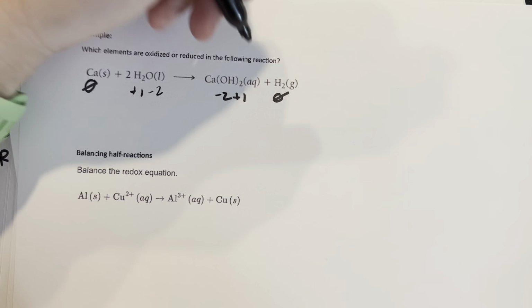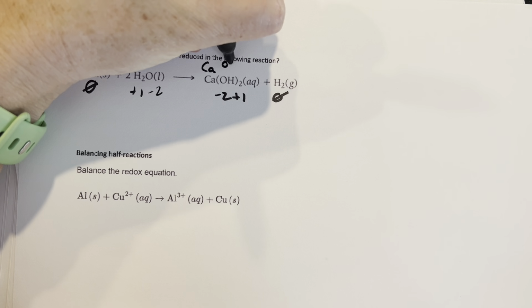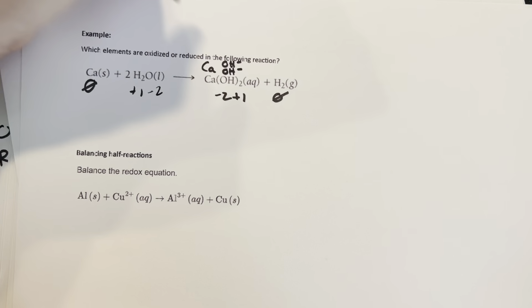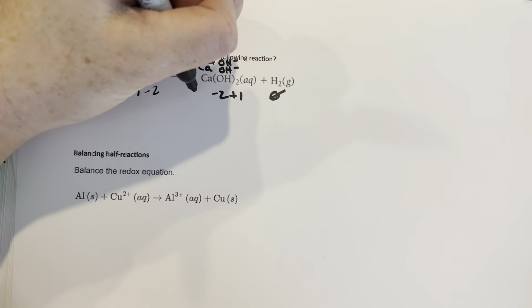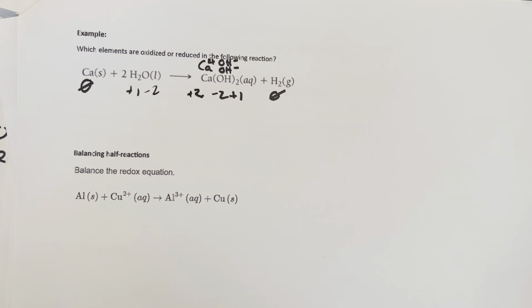Now pretty much the only thing we have to figure out is calcium. You know this is calcium hydroxide, meaning it's calcium and 2 OH minuses. That calcium must be a 2 positive charge then. And we have all the information we need.